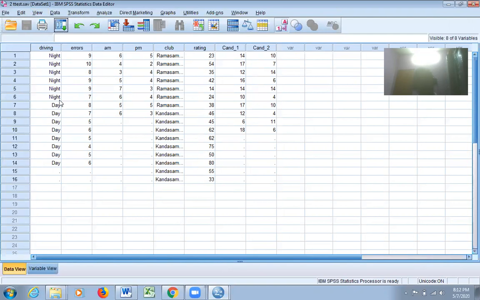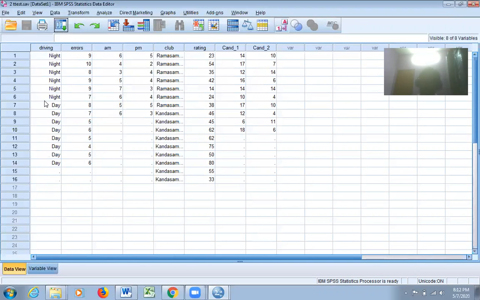The hypothesis says that there is no significant difference between two levels of an independent variable on a dependent variable. What is the dependent variable here? You can see in the second column, errors. The errors committed by the drivers. This is the dependent variable. What is the independent variable? The nighttime drivers and daytime drivers. So this driving has got two levels, only two levels, nighttime, daytime.